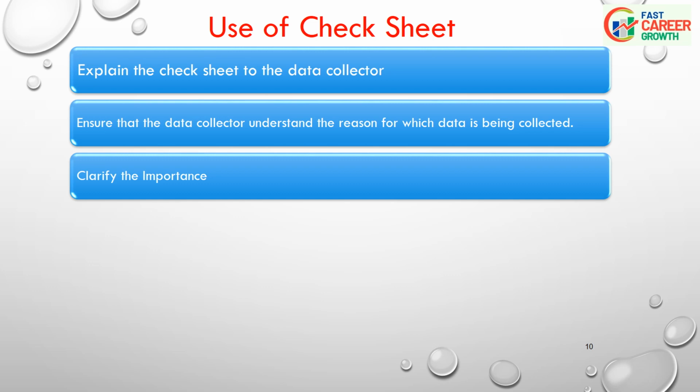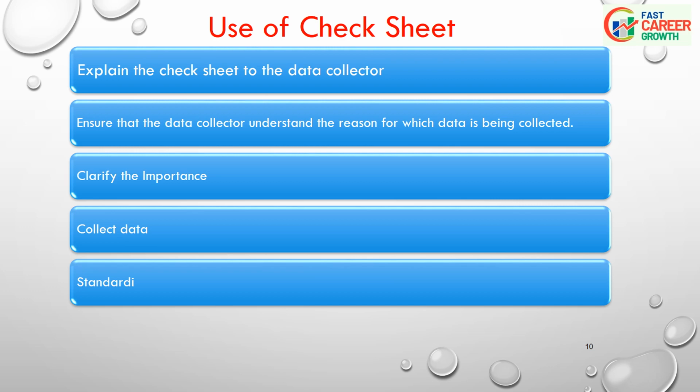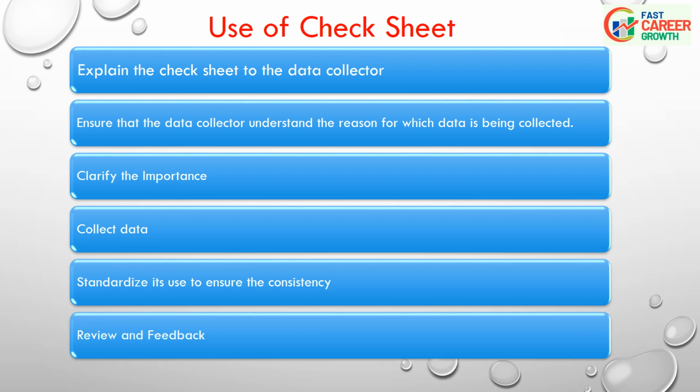Standardize its use to ensure consistency. Standardization is critical for maintaining consistency. Ensure that the data collector understands the importance of using the check sheet in a standardized manner. Establish clear guidelines for how to fill out the check sheet. This includes defining the units of measurement such as per hour, per day, etc., the symbols or marks used for recording frequency, and the format for documenting event names or descriptions.